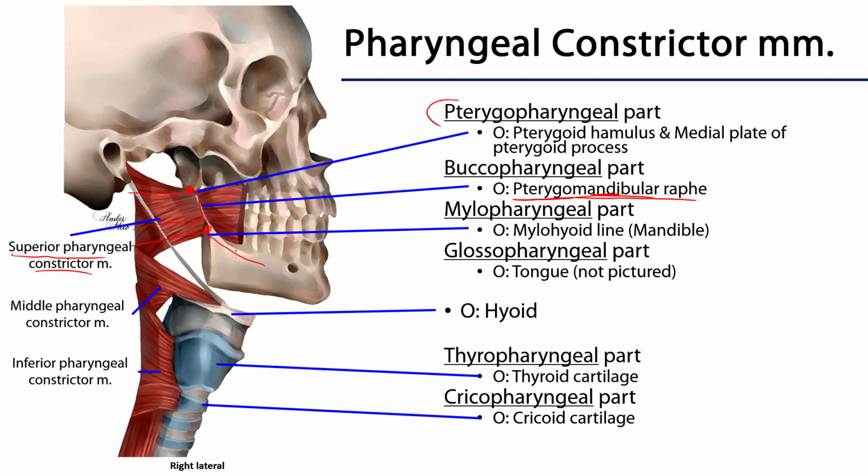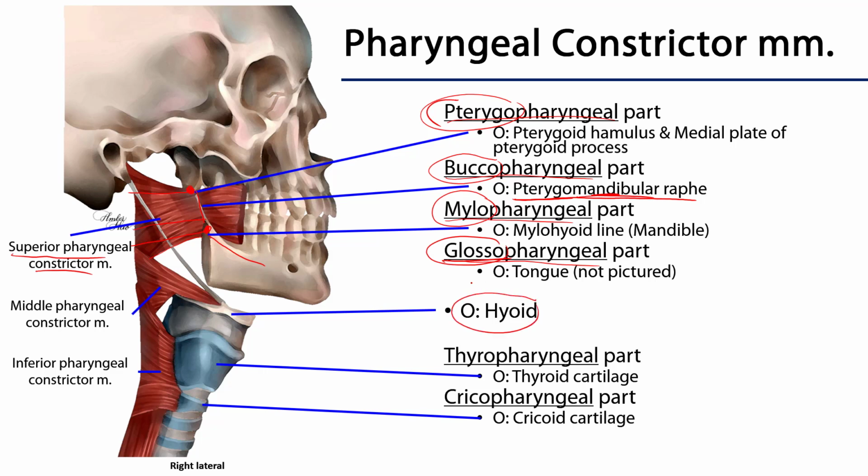And then there's also a part that we can't see the origin for, called the glossopharyngeal part, that actually starts at the tongue. Isn't that fascinating? So 4 parts to that superior pharyngeal constrictor muscle: the pterygopharyngeal part, the buccopharyngeal part, the mylopharyngeal part, and the glossopharyngeal part. And we can see that all of those names give us a great clue as to what that part is originating from.